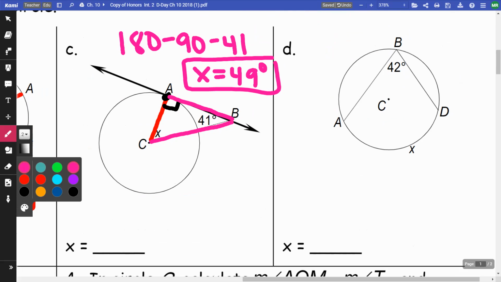On D, this inscribed angle is 42. It forms this arc. So that arc measure is going to be twice that. So it's going to be 84 degrees.